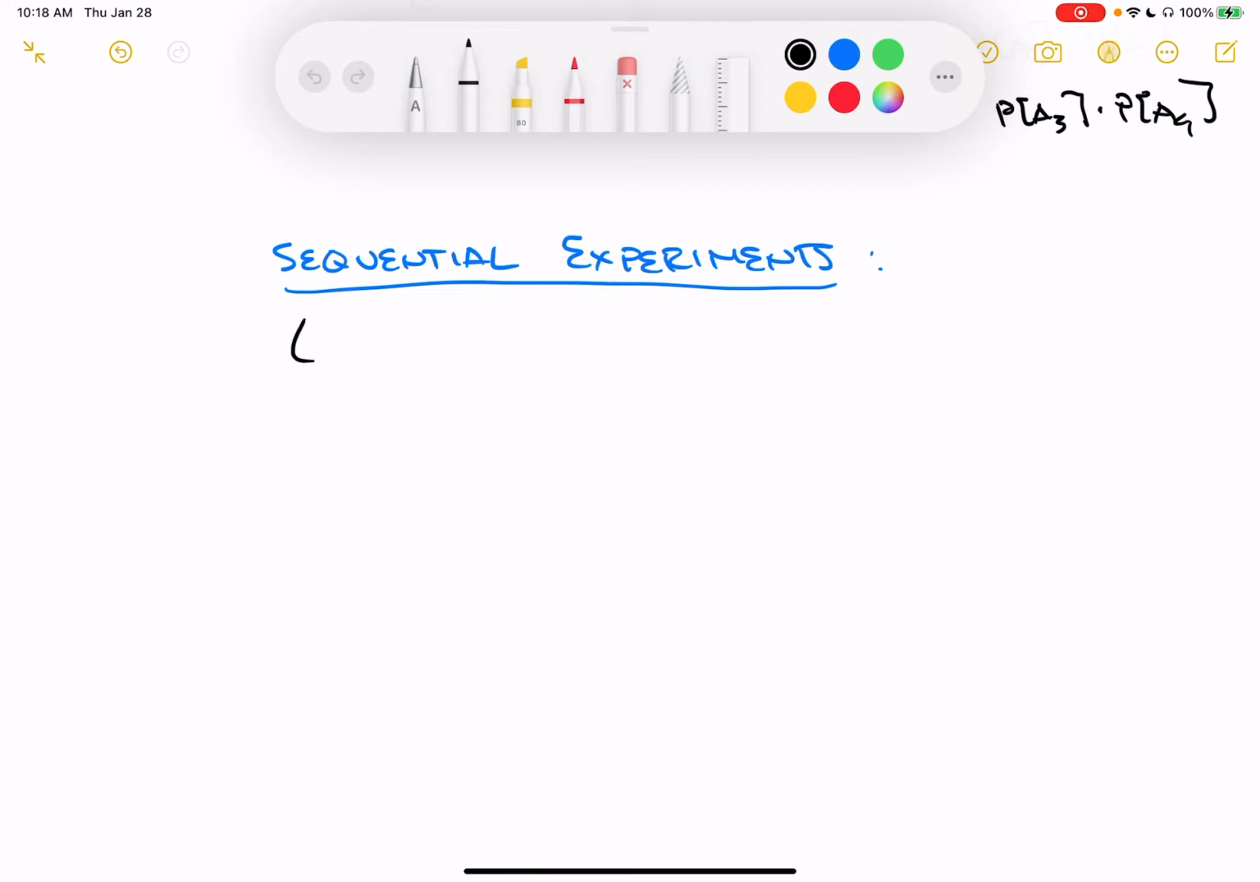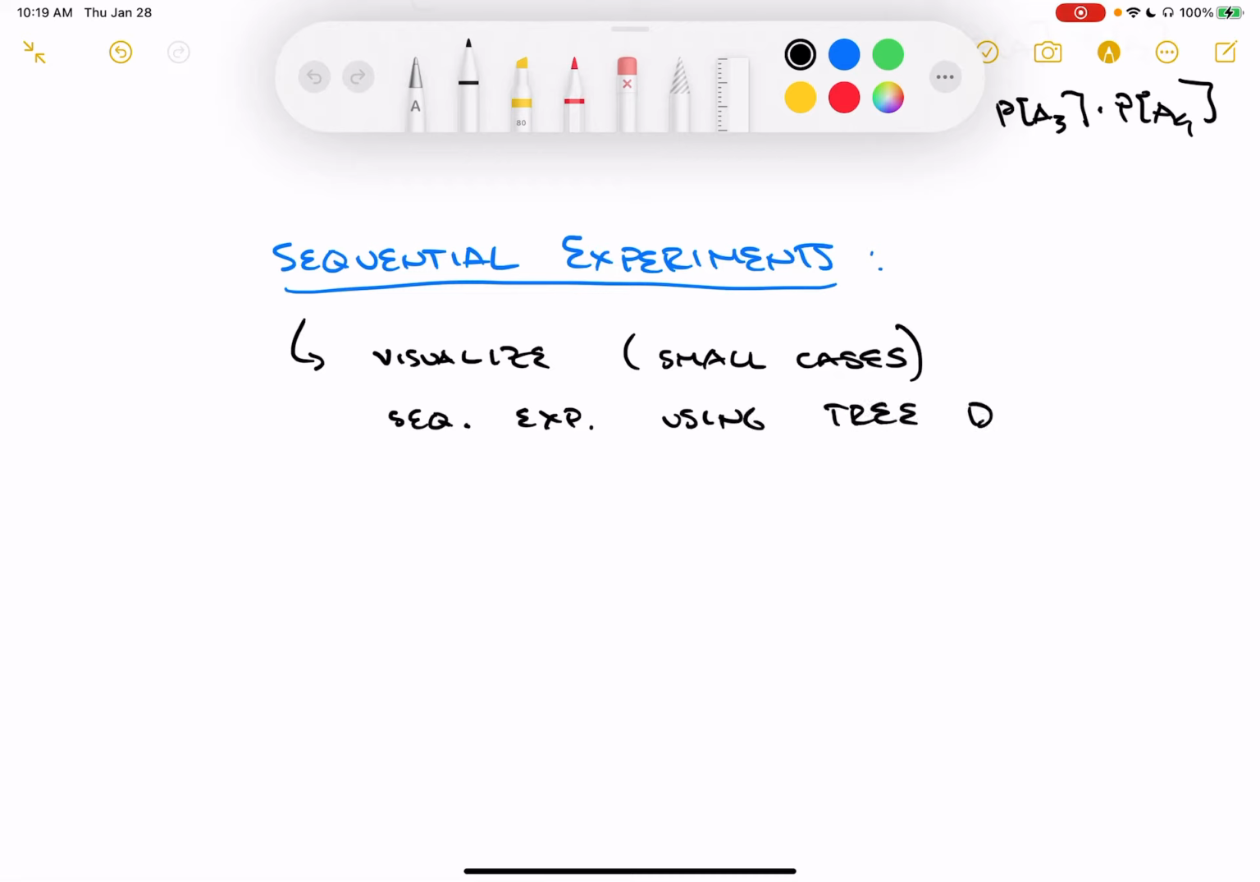So one of the things we can do is visualize, and this is really for small sequences, generally small cases. If they get too large, this visualization gets unwieldy to do. We can visualize these sequence experiments using what is called a tree diagram. So let's go ahead and do this through an example.